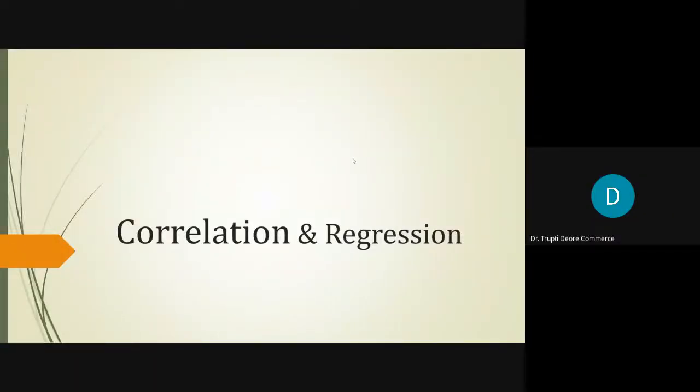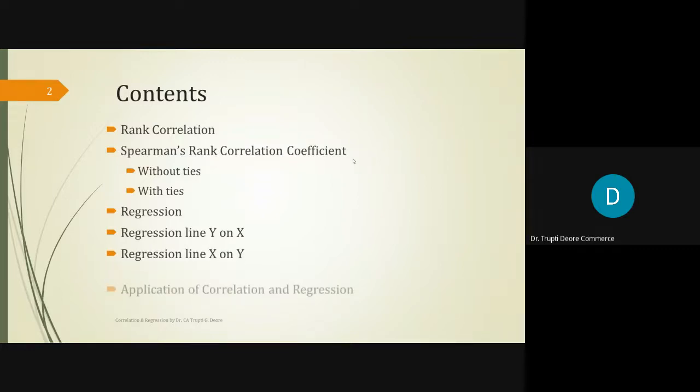Now today we are going to see the second part of correlation and regression. These are today's contents: rank correlation, then Spearman's rank correlation coefficient, without ties and with ties. We see both the formula and one example for the with and without ties cases. Then the regression line y on x and regression line x on y. And what are the applications of correlation and regression?